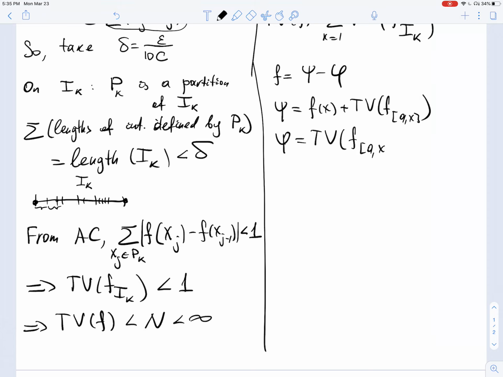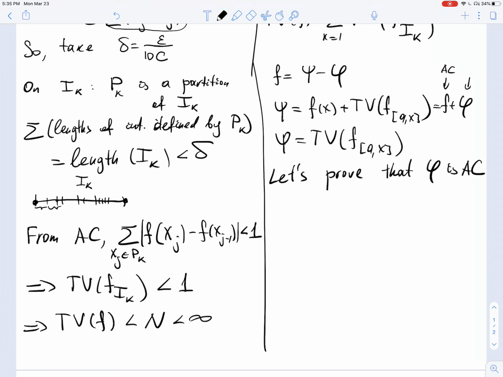So I'll be done if I prove that these functions phi and psi are absolutely continuous. In fact, because f is already absolutely continuous, if I show only that phi is absolutely continuous, then I win. Because psi is f plus phi, and if f is AC, and if I prove that phi is AC, then the sum is definitely AC. That's not hard to check. So let's prove that phi is absolutely continuous.